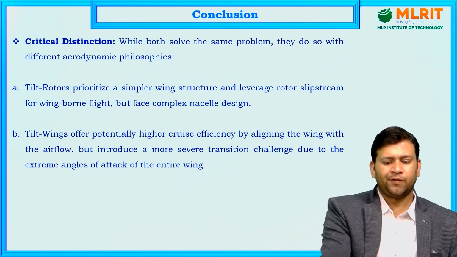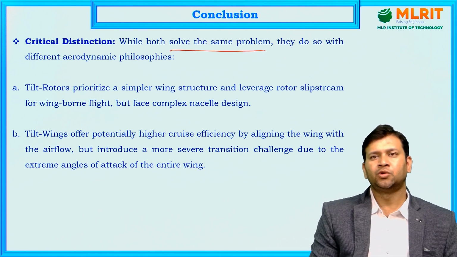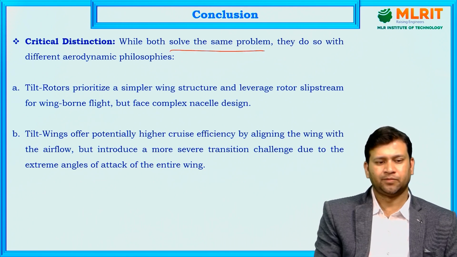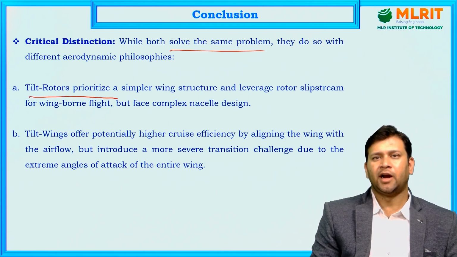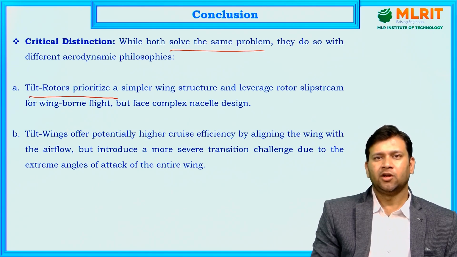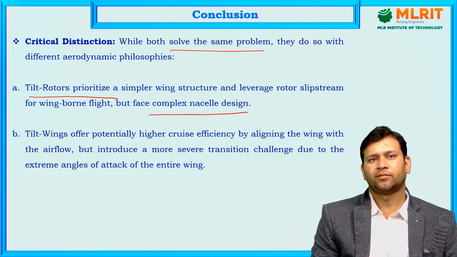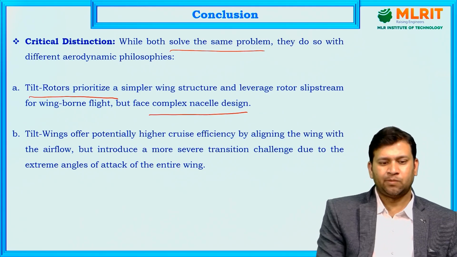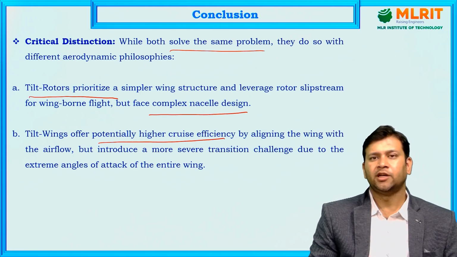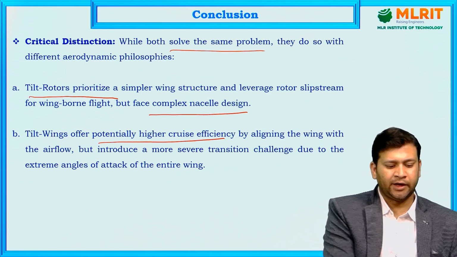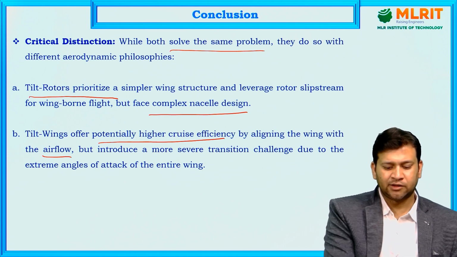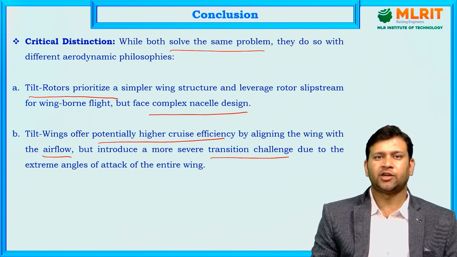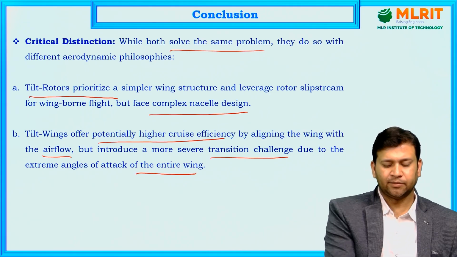While both configurations solve the same problem, they do so with different aerodynamic philosophies. Tilt rotors prioritize a simpler wing structure and leverage rotor slipstream for wing-borne flight, but face complex nacelle design. Tilt wings offer potentially higher cruise efficiency by aligning the wing with airflow, but introduce a more severe transition challenge due to the extreme angles of attack of the entire wing.